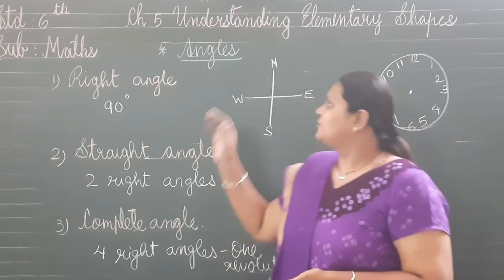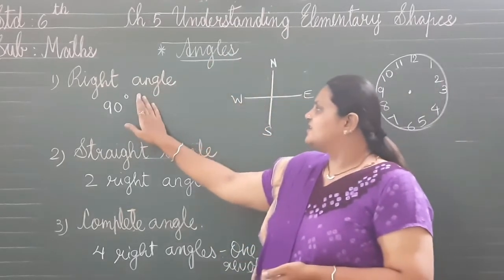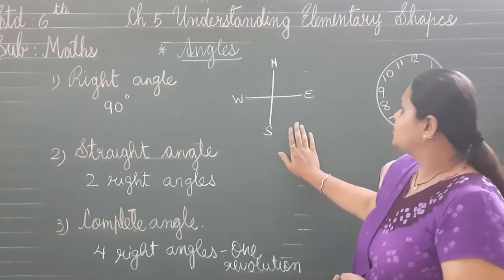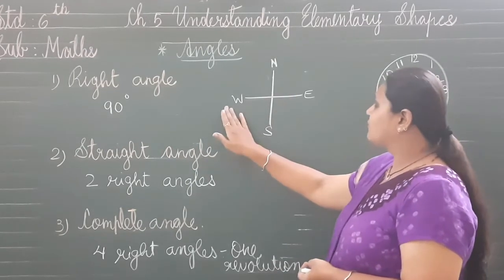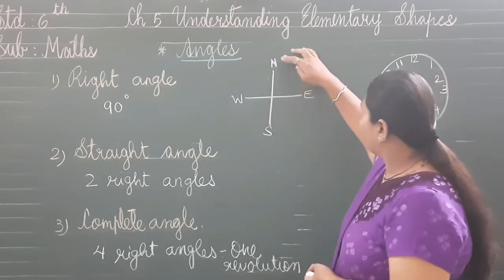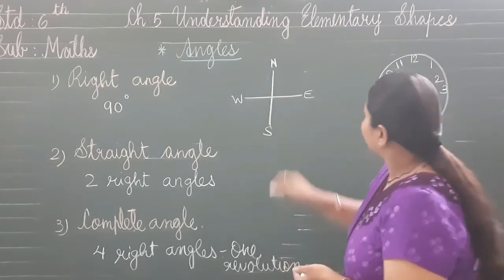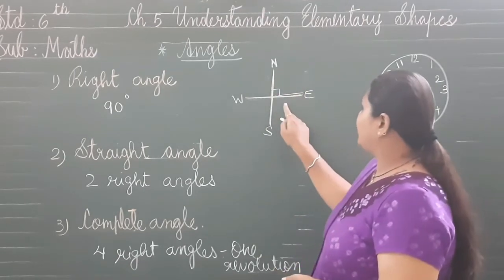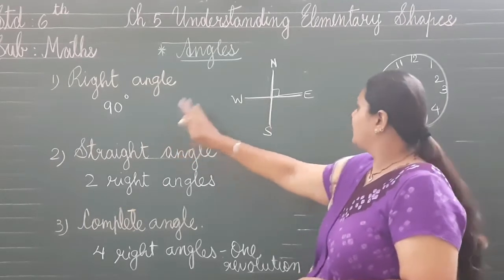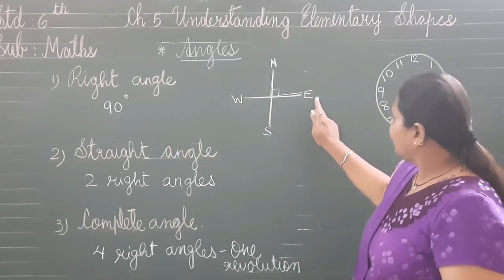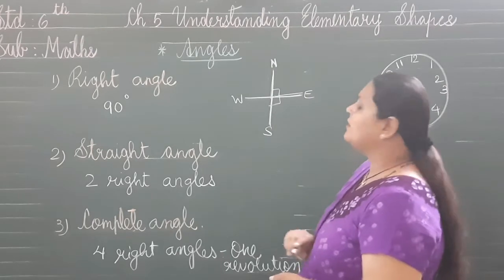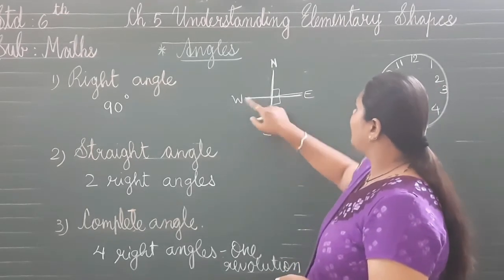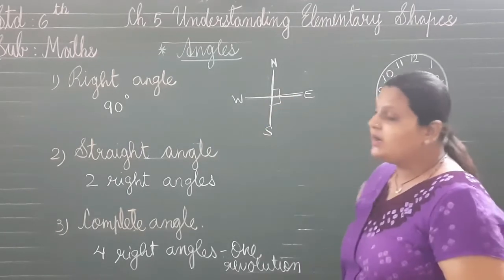Now let us see about angles. First, right angle. Here we have the directions north, south, east, west. For example, I want to go from north to east. In between, one right angle is formed. So exactly 90 degrees is a right angle. In the same way, if I go from east to south, again there is one right angle. South to west, one right angle. West to north also, one right angle.